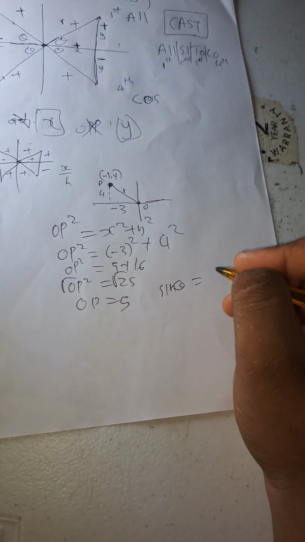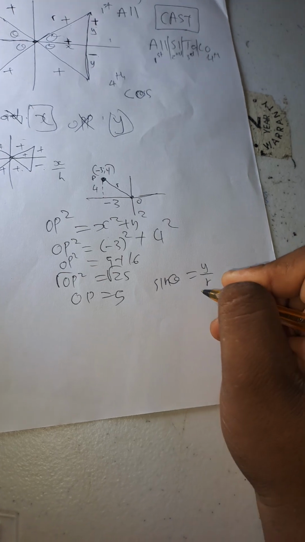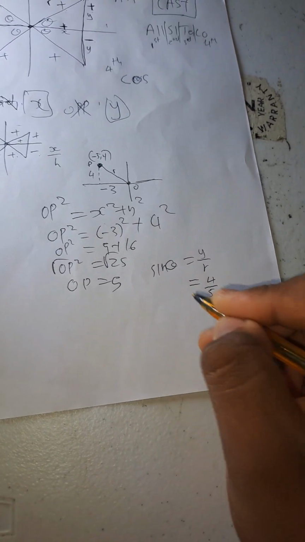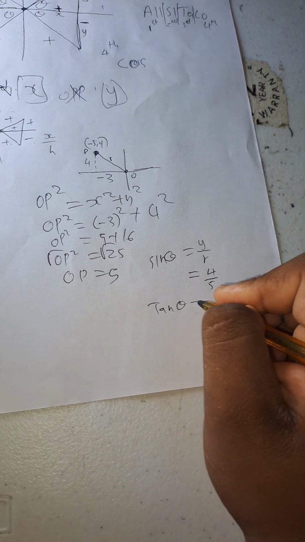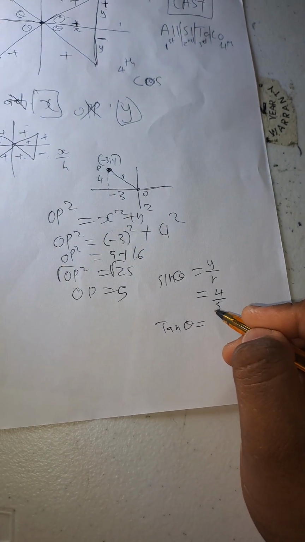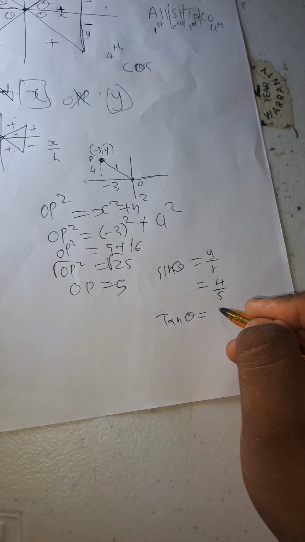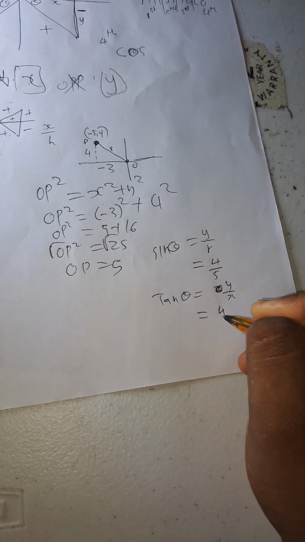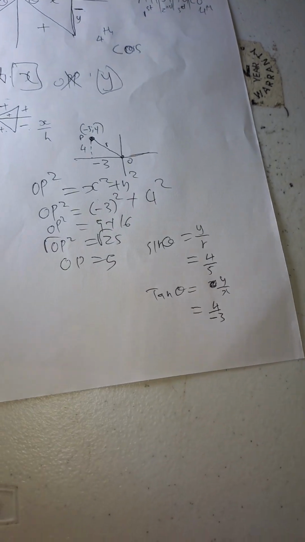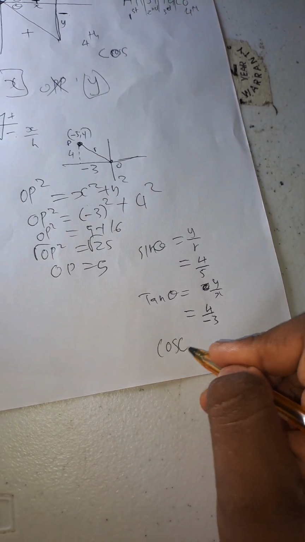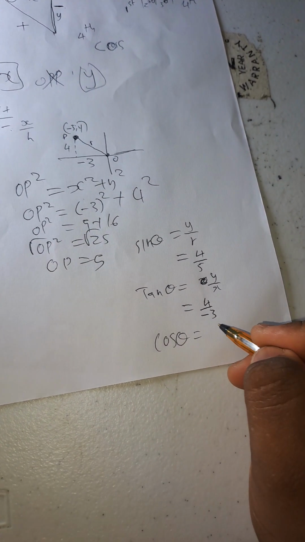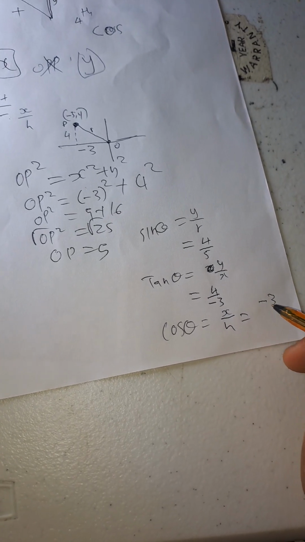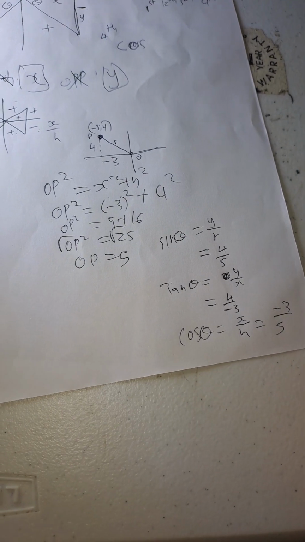You're going to say y over r, which is equal to 4 over 5. And then if they say tan theta, it is opposite over adjacent, y over x, which is 4 over minus 3. And then cos theta is adjacent over hypotenuse, x over h, which is equal to negative 3 over 5. You see, good time.